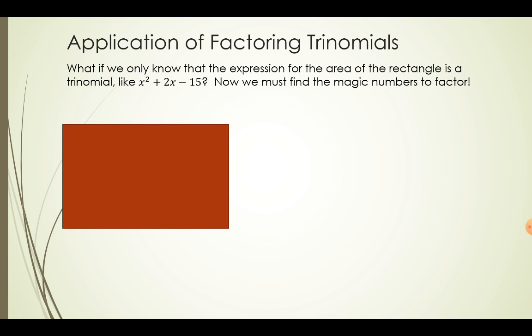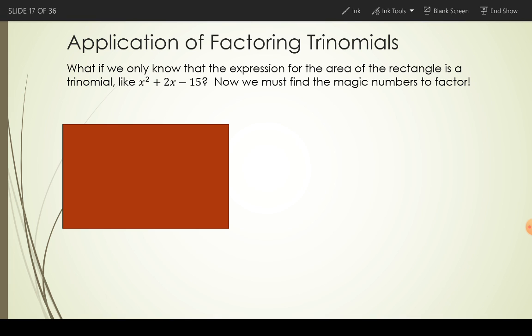All right, here's an application of factoring trinomials. What if we only know that the expression for the area of the rectangle is a trinomial like x squared plus 2x minus 15? Now we must find the magic numbers in order to factor. So the difference here is now we have 3 terms instead of 4.